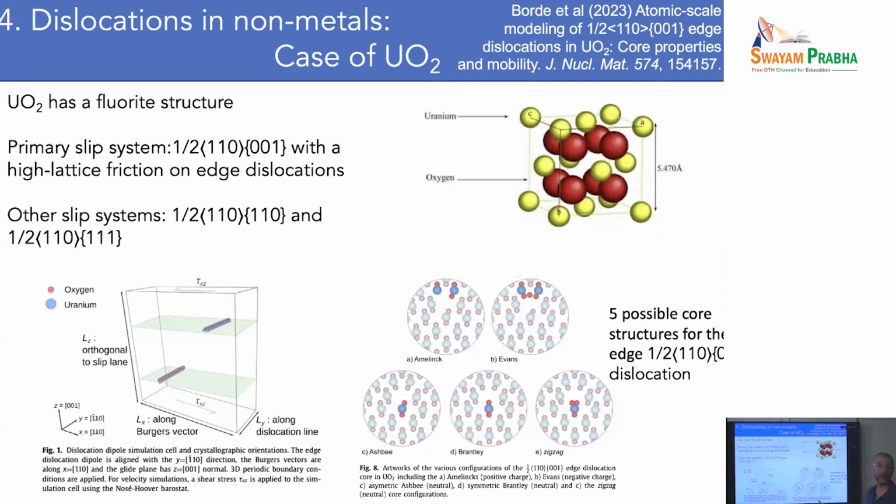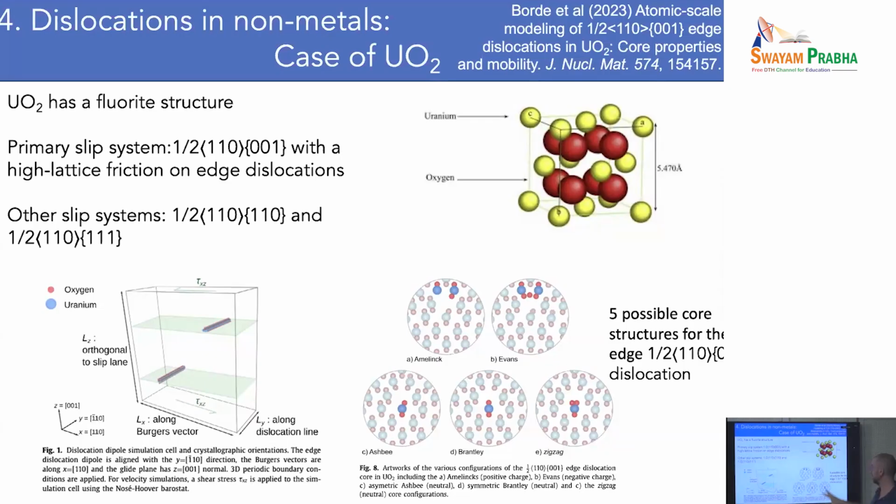Depending on the initial configuration, how we have arranged the atoms, we can either have charged cores. Here there's a missing oxygen atom. This one has an extra oxygen atom. So one is charged negatively, and the other one is charged positively. Or you can have neutral cores that can be either symmetrical or asymmetrical or in zigzag along the dislocation line. All of these are possible. They are all metastable. Usually the charged cores cost much more energy than the neutral cores.